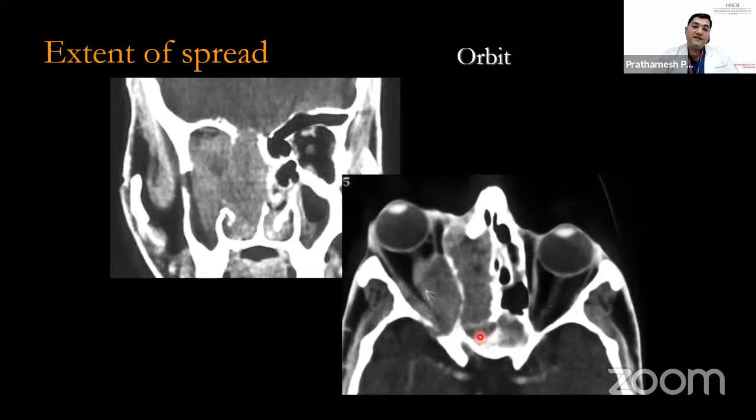So whenever you're studying the scans, be careful, look at the entire orbit in both planes, anterior and posterior, and try to make that judgment and that call whether this patient is worth resecting.